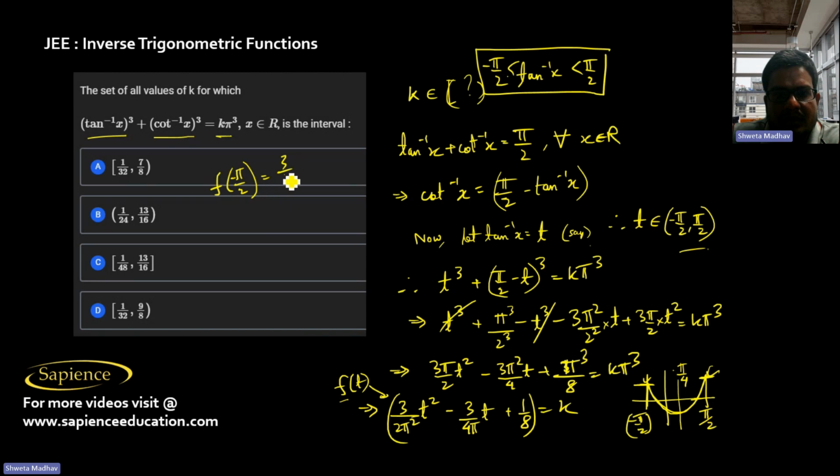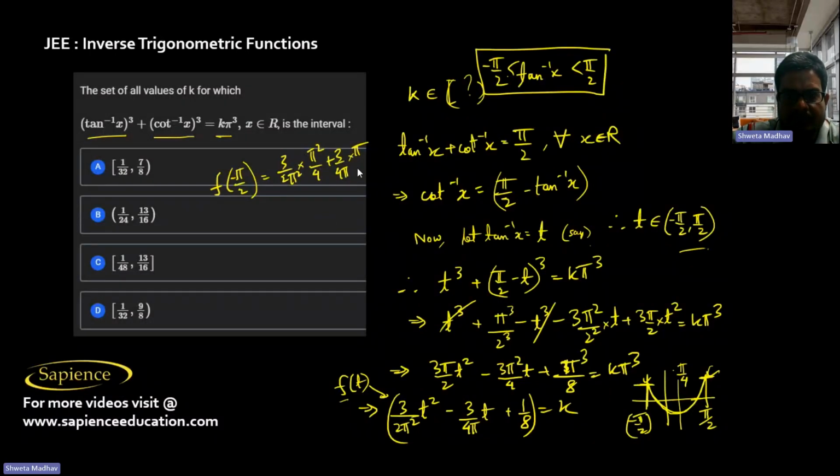So f of minus pi by 2 is 3 by 2 pi square into t square, that is pi square by 4, minus 3 by 4 pi into minus pi by 2. So this will be plus pi by 2. So we have to find out f of minus pi by 2. So it is 3 by 2 pi square into pi square by 4, then minus of 3 by 4 pi into minus of pi by 2. Minus of minus is plus, so by 2 plus 1 by 8.